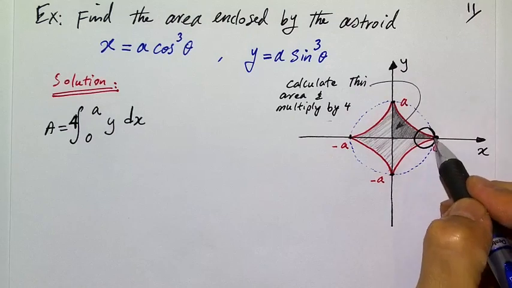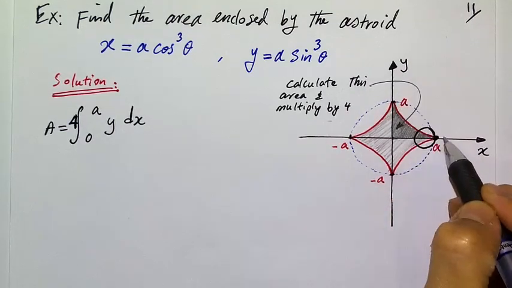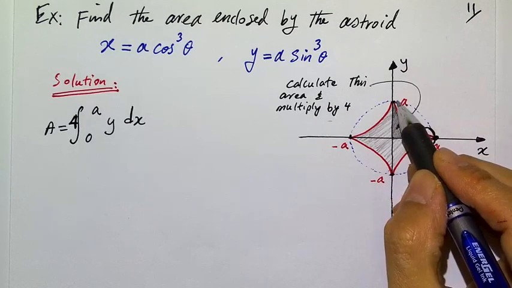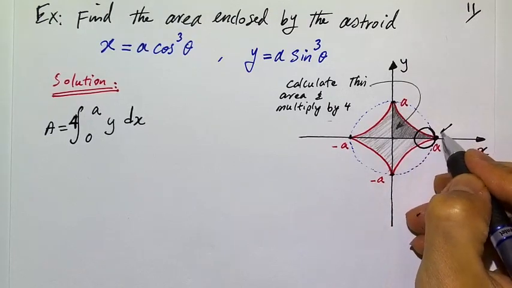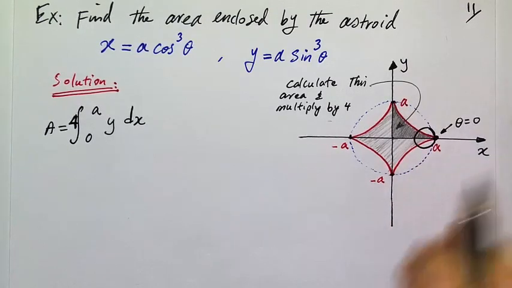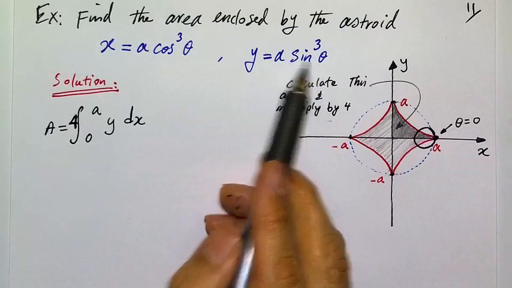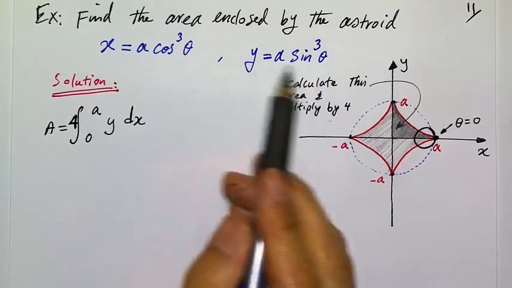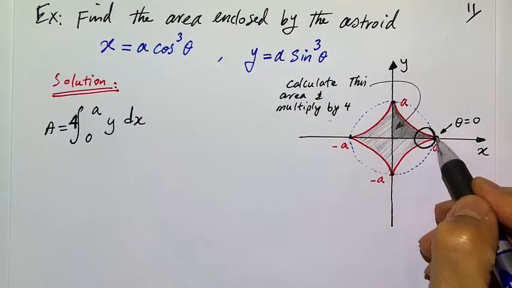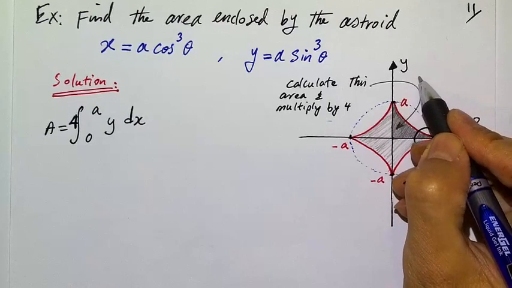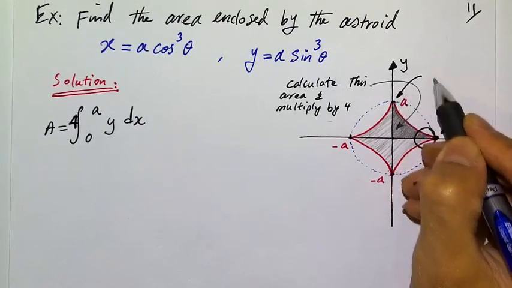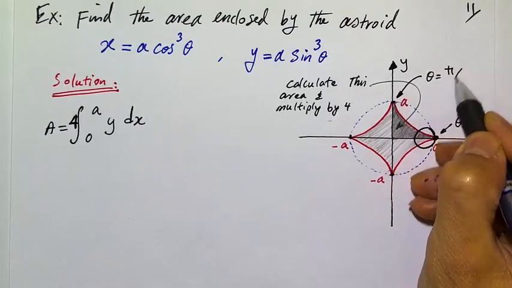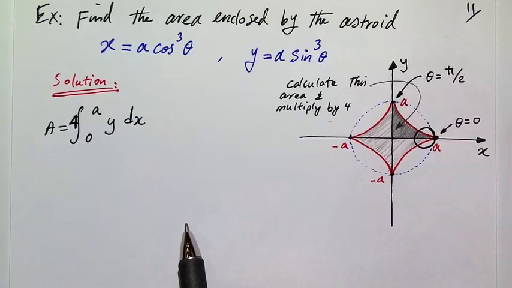Okay, so from here to here, it's just 0 to pi over 2, right? So this is theta equals 0. I'm mentioning this because we're going to switch to theta, right? From dx, we're going to switch to the parameter. So at that point, theta is equal to 0, and at that point, theta is equal to pi over 2. So we're going to have to do this from 0 to pi over 2.